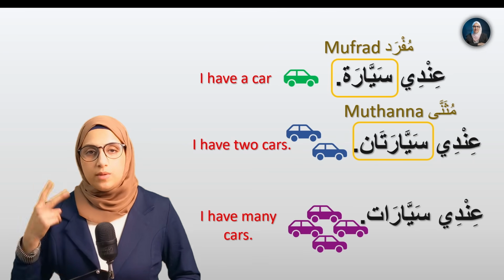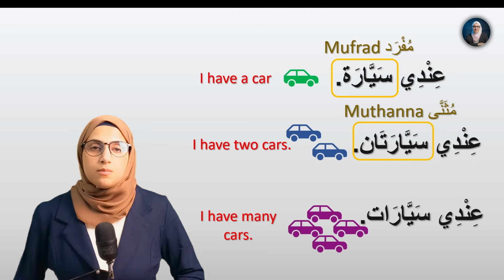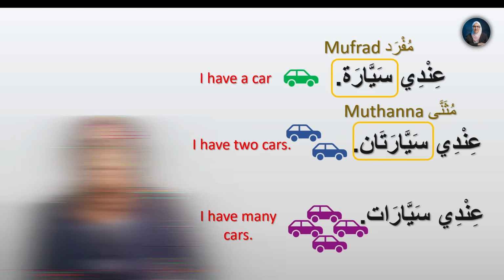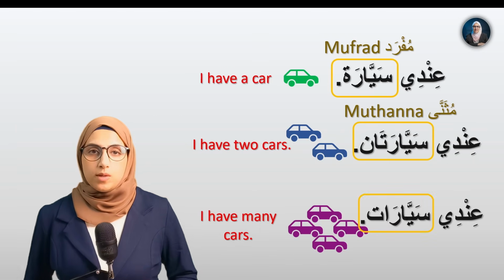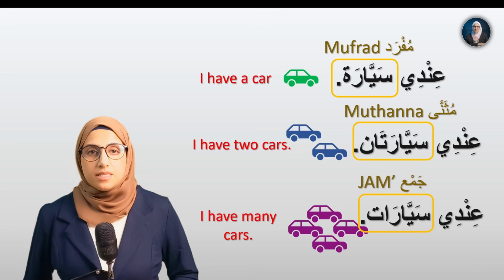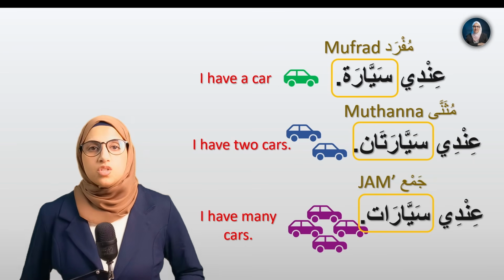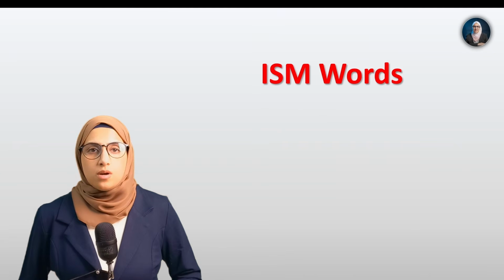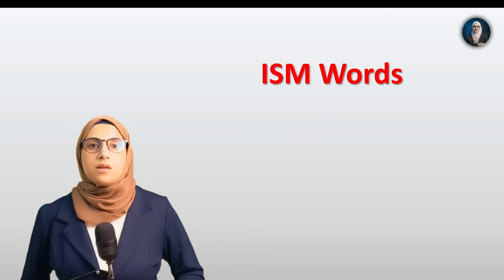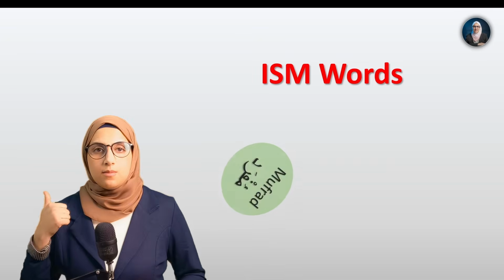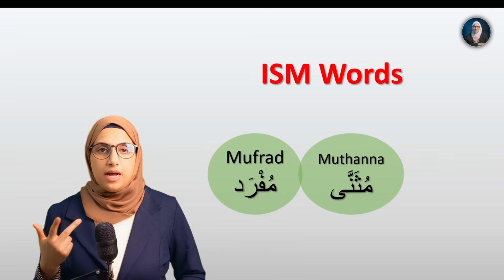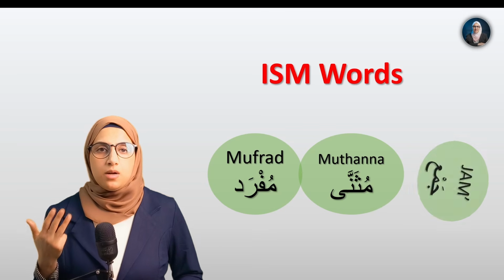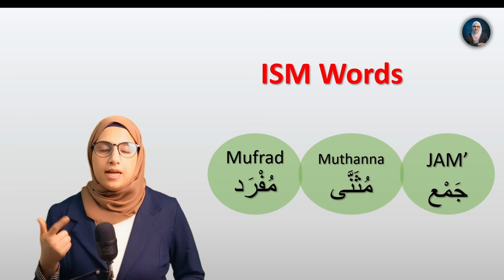But in Arabic, when we have 2, we don't call this plural. We call it مثنى. And as for the word سيارات, many cars, it's plural, or what we call in Arabic جمع. This is when you have 3 or more. So now we can say that اسم words in Arabic concerning their number have 3 versions: the مفرد, the singular, the مثنى, the dual, when you have 2 things, and الجمع or the plural. مفرد, مثنى, جمع.